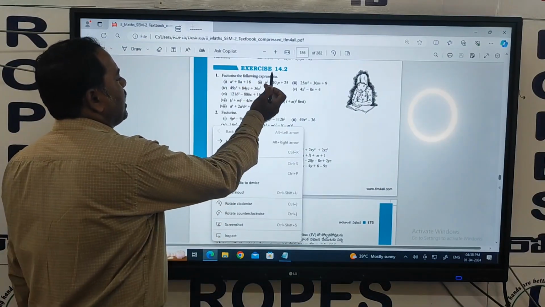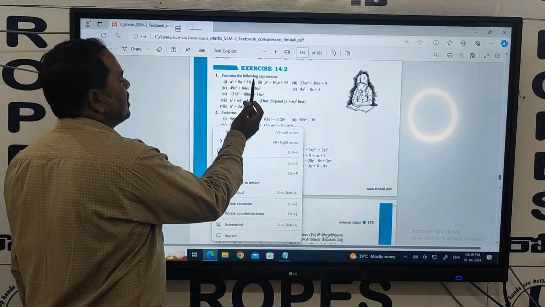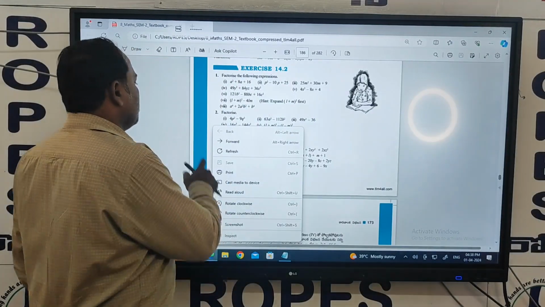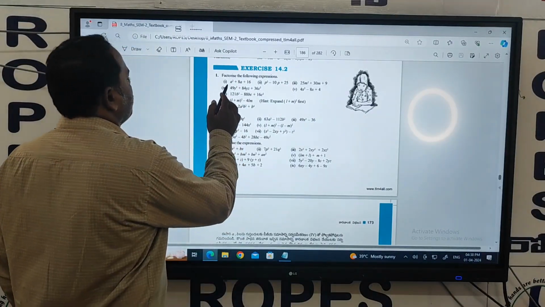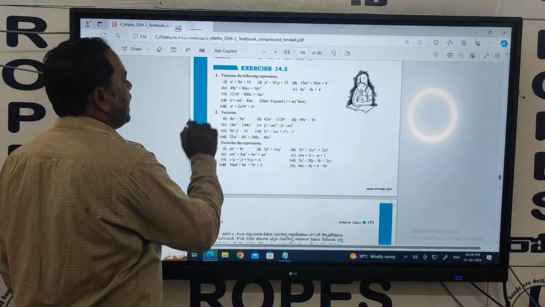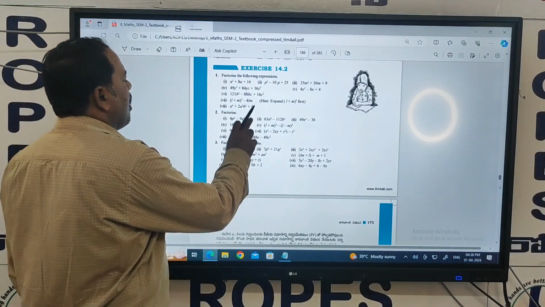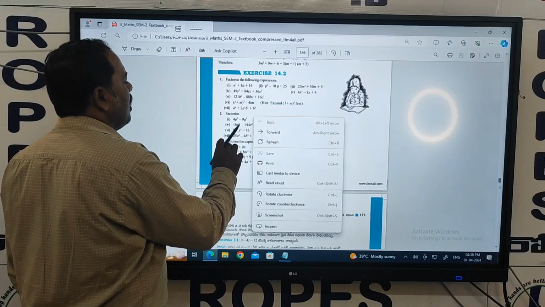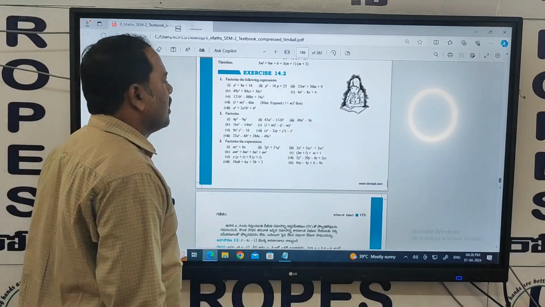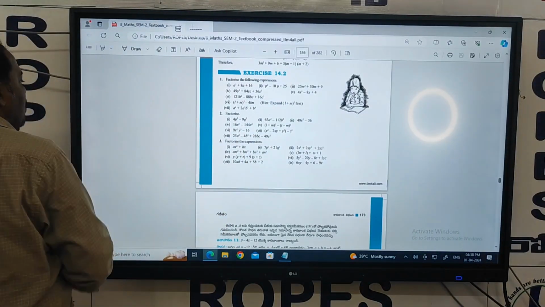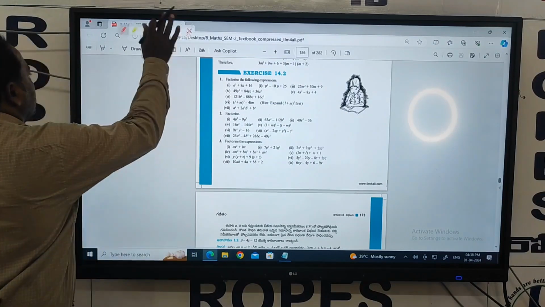If you observe exercise 14.2, factorize the following expressions. In the first question, a total of 8 sub-questions are given. All the 8 sub-questions we will solve now. I am telling you the easy method to solve this. All of you observe carefully. See here in the first one.